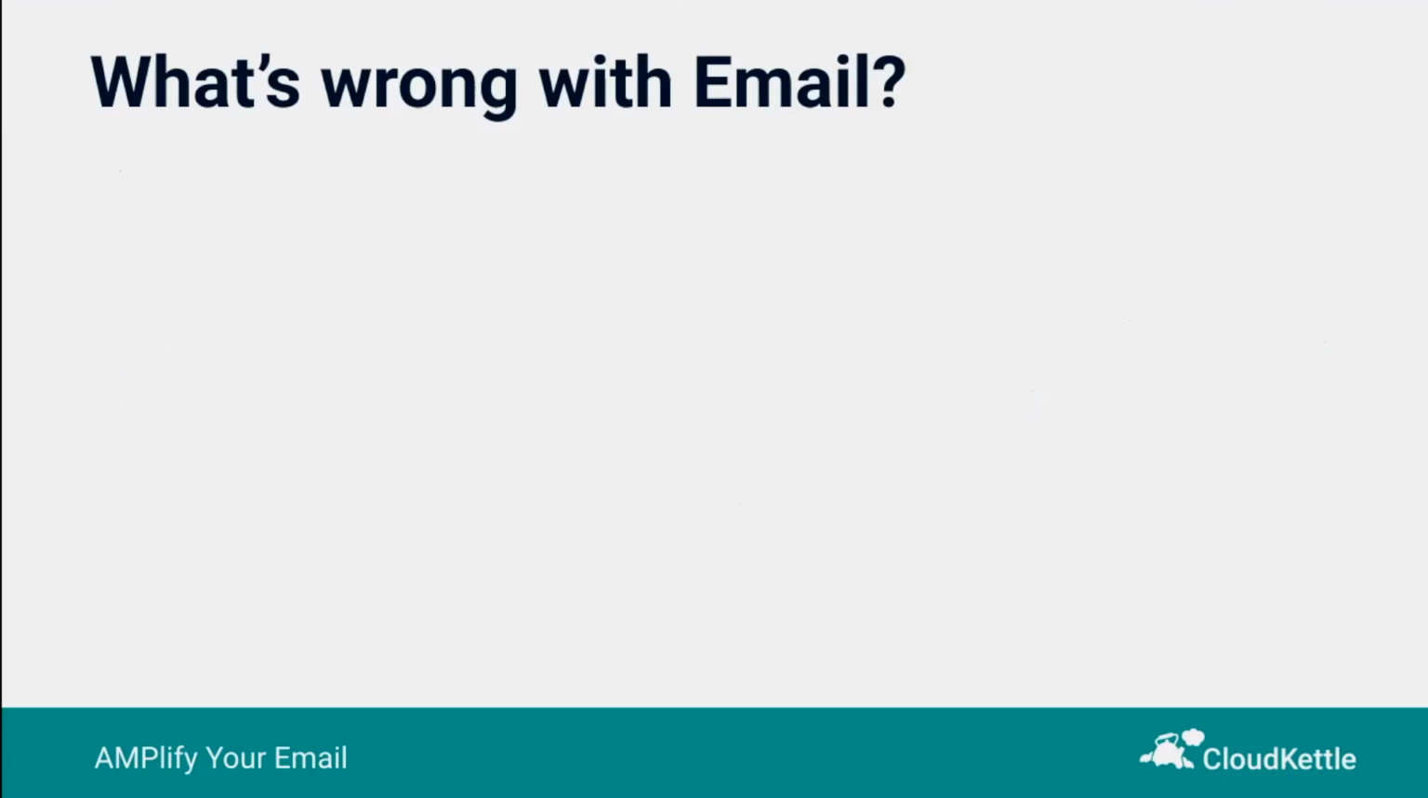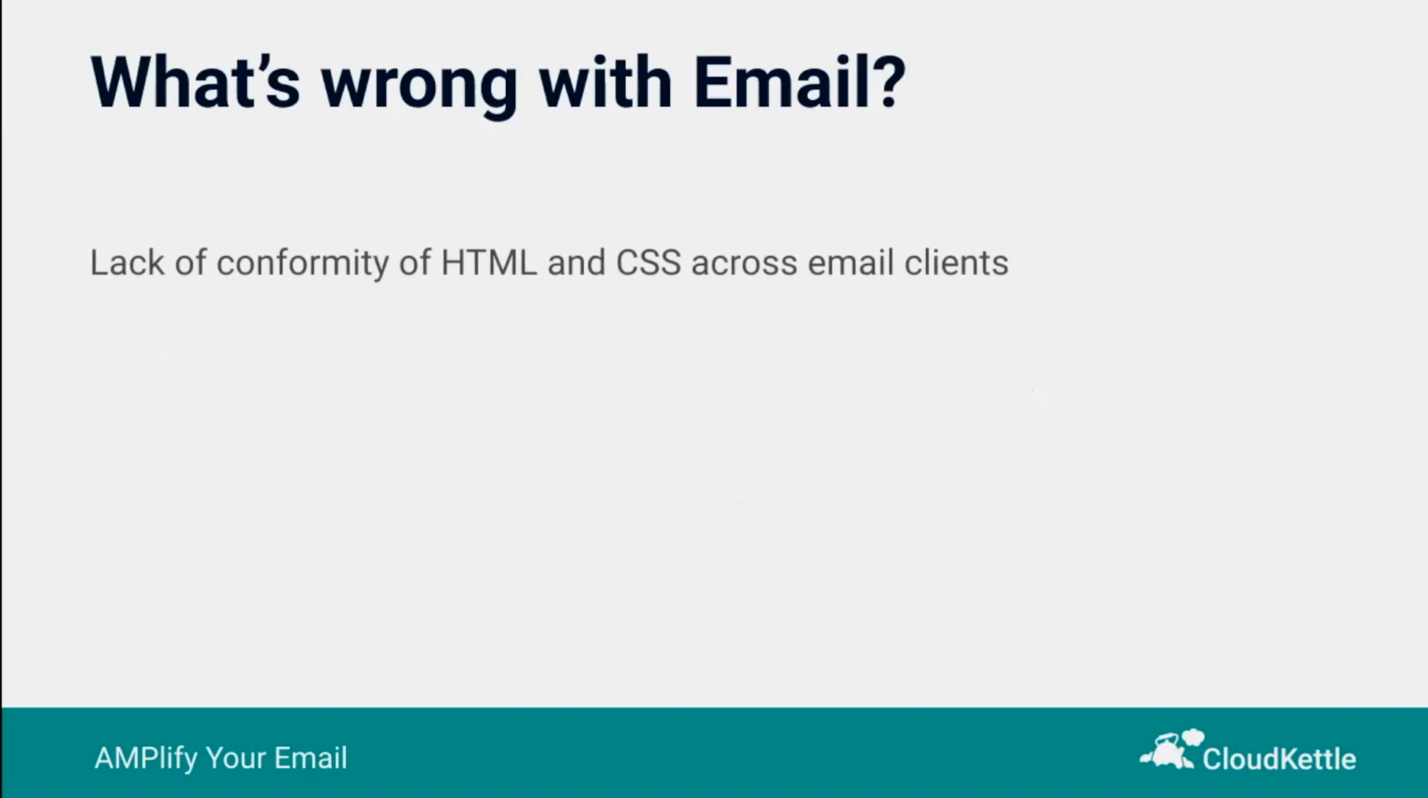But do we really need another email technology? And what's wrong with the way that emails currently work? Well, there are several issues with email today. Firstly, despite the ubiquity of email, the technology behind it has barely changed since its inception. While its format has gradually transitioned from plain text to HTML, there's still a significant lack of conformity of HTML and CSS support across email clients today. The net result is that email marketers are forced to compromise the layout and functionality of email content and implement table-based HTML layouts, which were really designed for displaying tabular data.